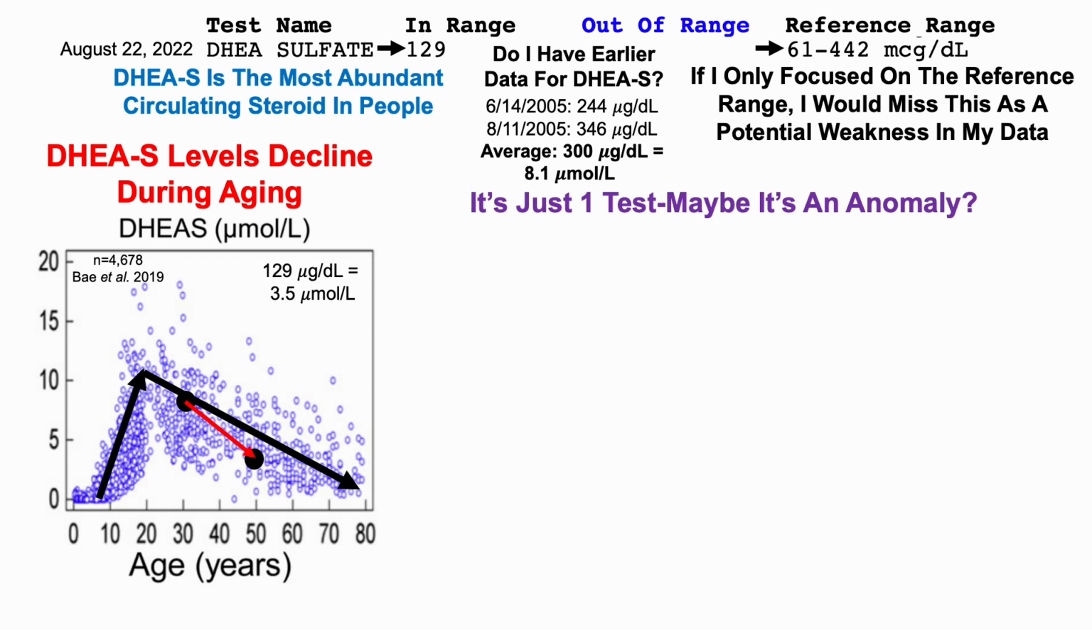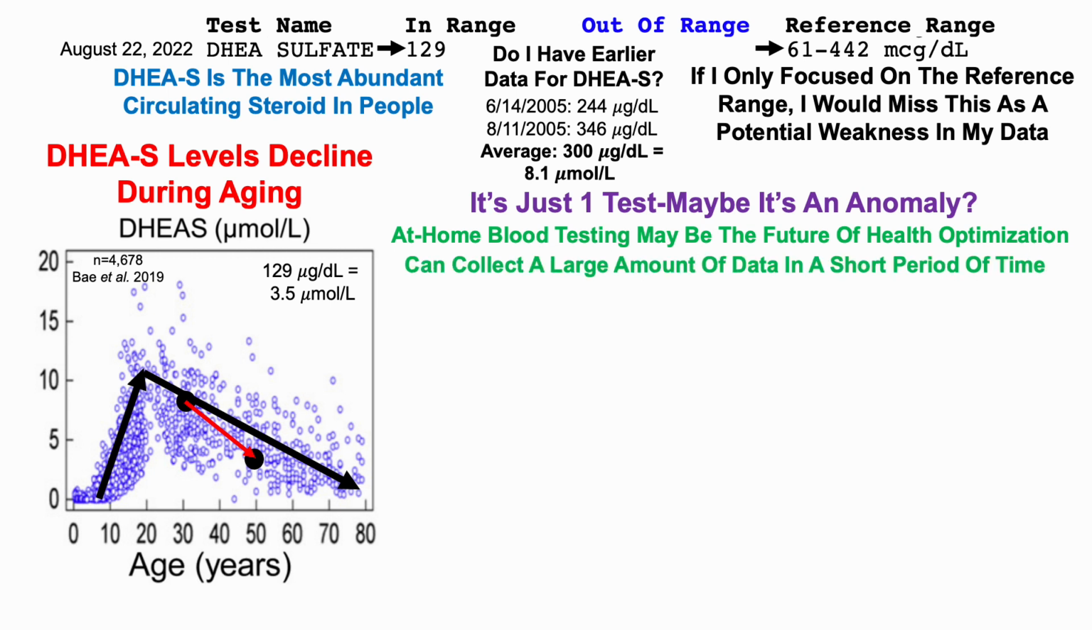Now, as I mentioned, is this one test representative of my actual DHEA sulfate level? So I blood test up to 8 times per year. Will this be representative of my year-to-year change for DHEA sulfate? So in earlier videos, I've mentioned that at-home blood testing may be the future of health optimization. And one reason for that is because you can collect a large amount of data in a short period of time.